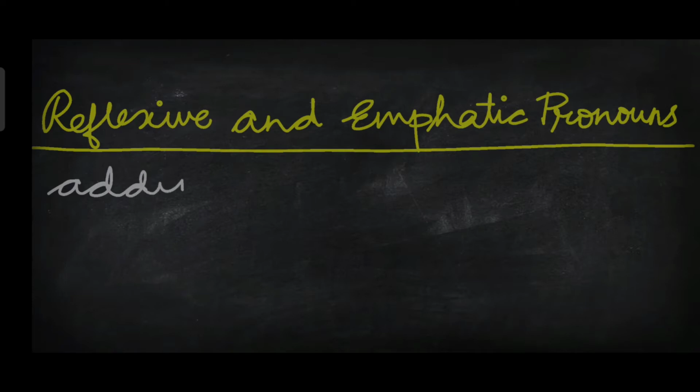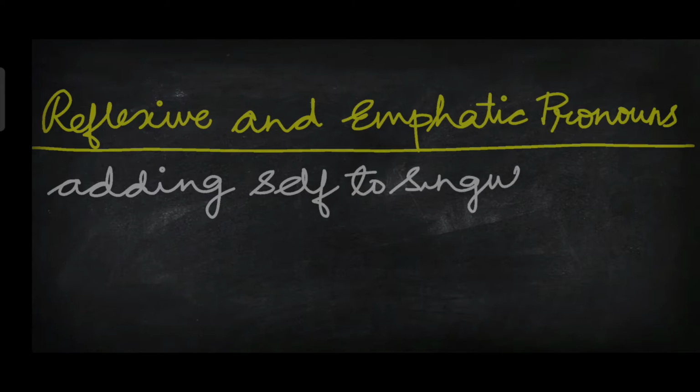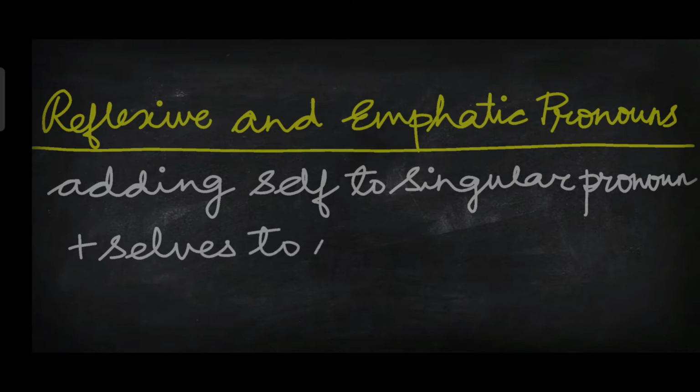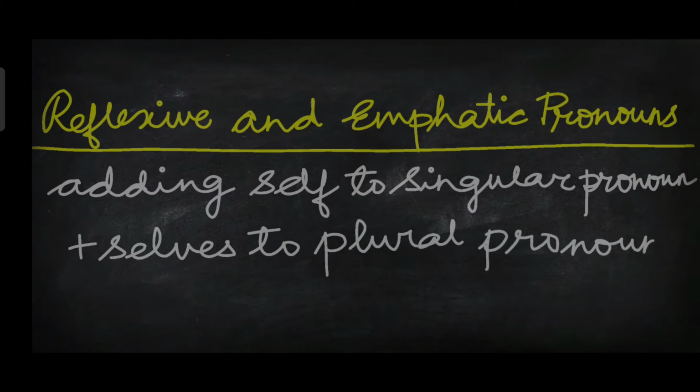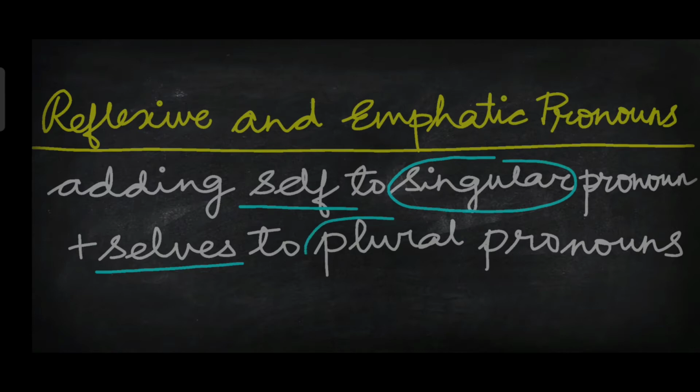A reflexive pronoun is formed by adding self to singular pronouns. Example, myself, yourself, himself, itself. And a reflexive pronoun is also formed by adding the word selves to plural pronouns. For example, themselves, ourselves, yourselves. Self and selves. Self, singular pronouns; selves, plural pronouns.